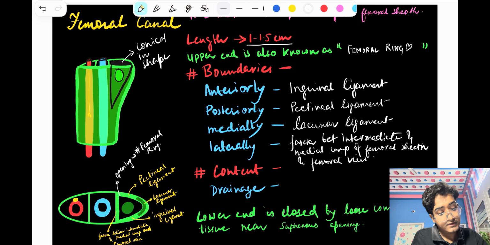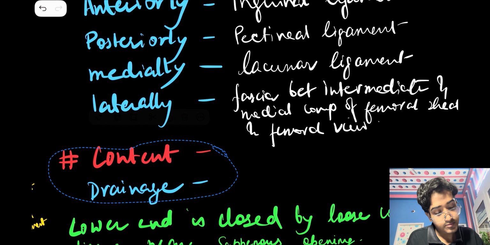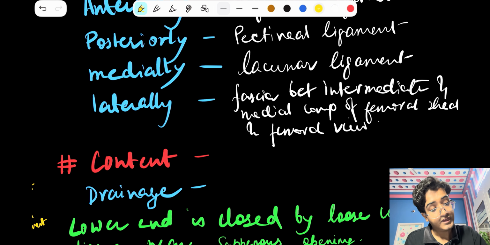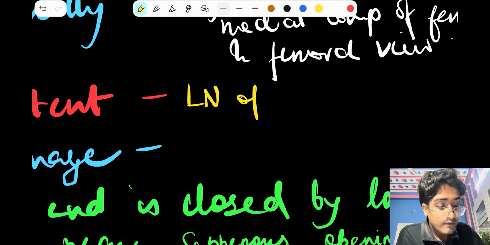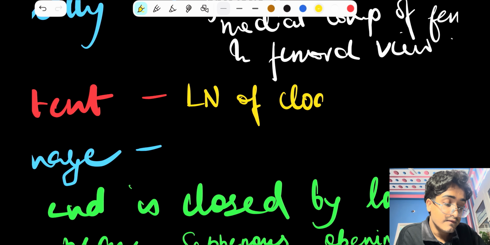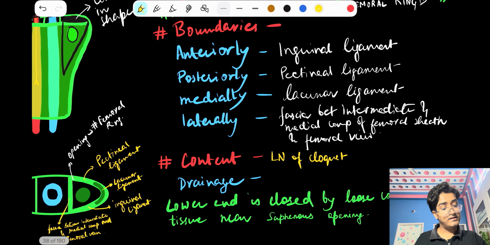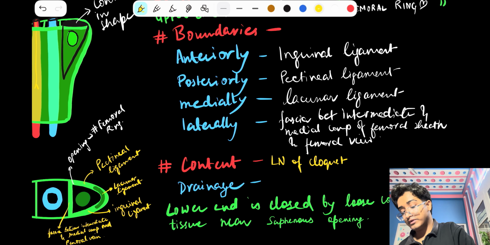And what is the content? Okay, now coming to the content part. What is the content of the femoral canal? The content is lymph node of Cloquet. We have discussed it earlier as well. Lymph node of Cloquet. And where does it drain? So what is the drainage?